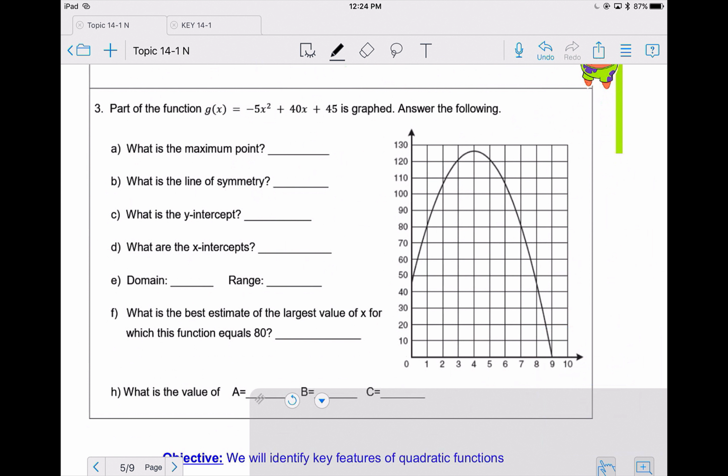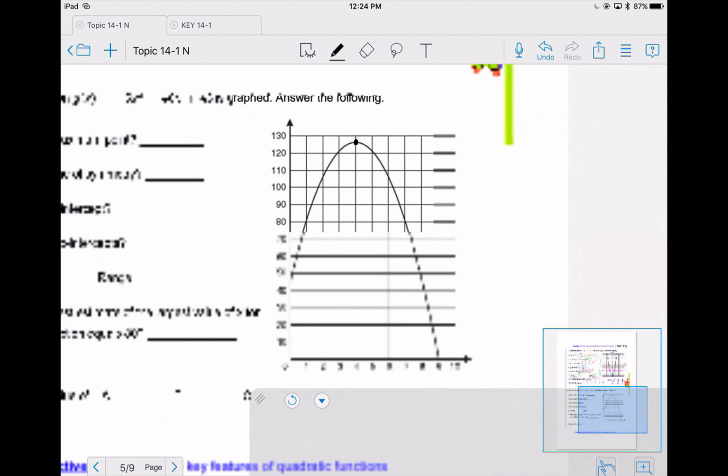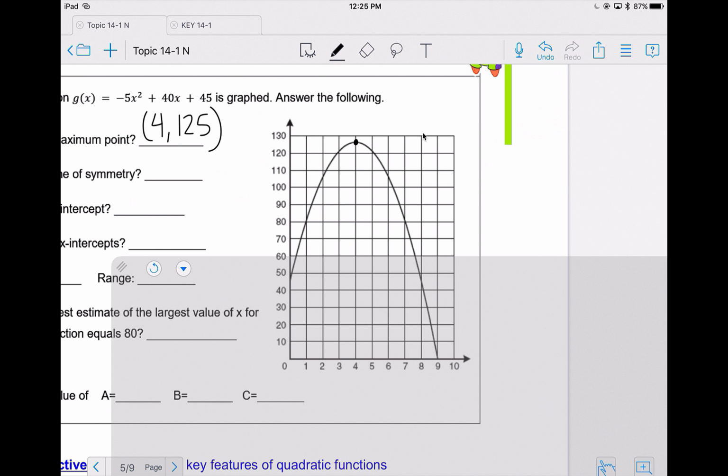Problem 3 says that we are looking at part of the function for g of x, which is -5x squared plus 40x plus 45, and it's shown below. My maximum point, they're telling me this is a max because it is a hill. The maximum point, or my vertex, is at the point 4, 125. Now that 125 is just an estimate. You could put 127. Anything between 120 and 130 would be acceptable.